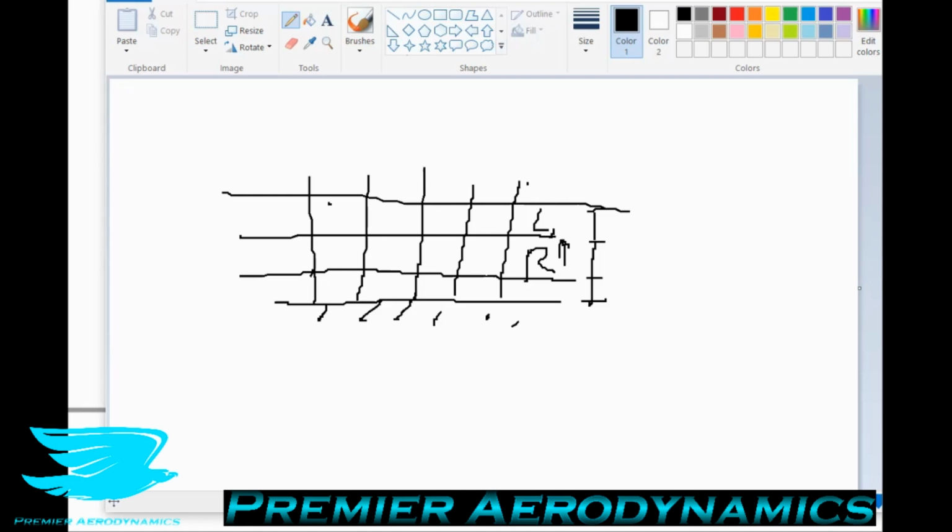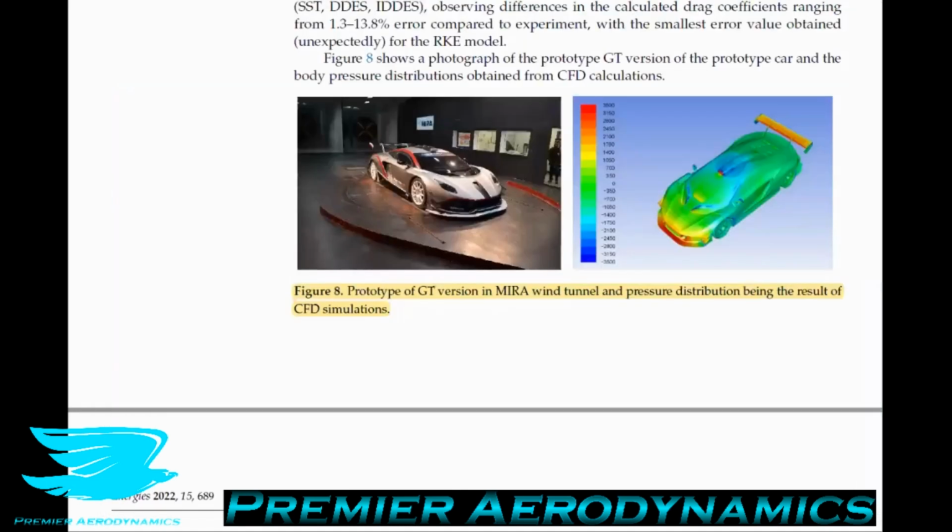So DDES and IDDES allow us to stagger that transition from RANS to LES. So that's what these are. That's LES, DES, IDDES in a nutshell. It's very complicated, and I wouldn't blame you if your head's kind of spinning and going, what's all this? If you have questions about it, let me know in the comments below and I can answer them.